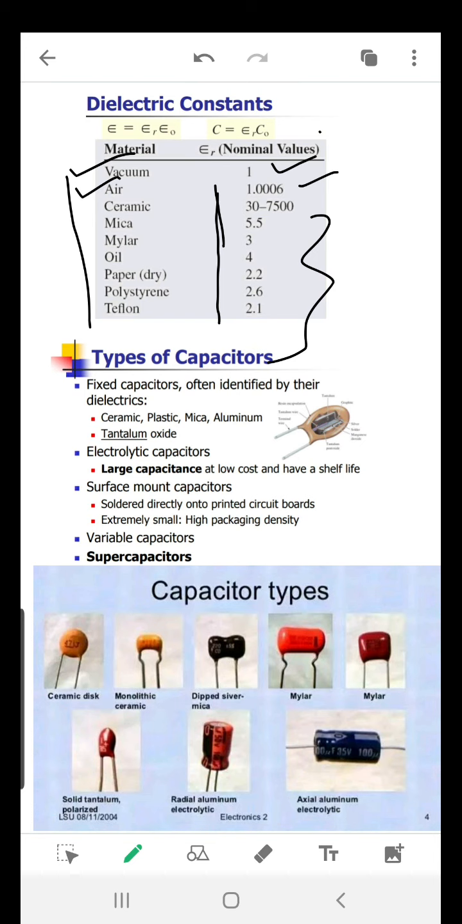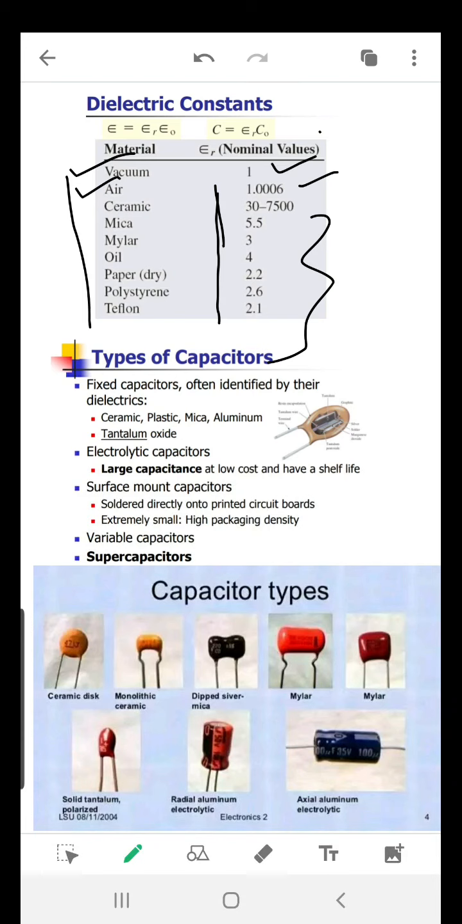Then electrolytic capacitors have large capacitance at low cost and a very high shelf life. The electrolytic capacitors have large capacitance values which are used in circuits. And the surface mount capacitors are soldered directly onto the PCB, and these are extremely small but have high packaging density. Then the variable capacitors and the supercapacitors.